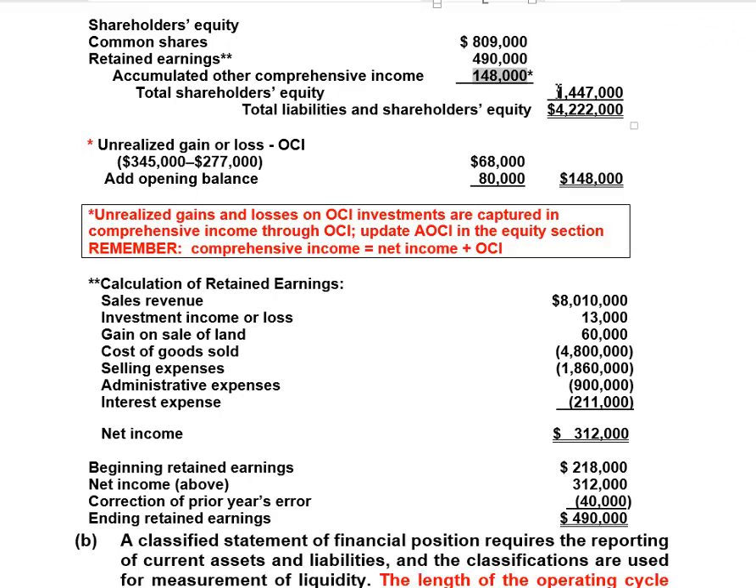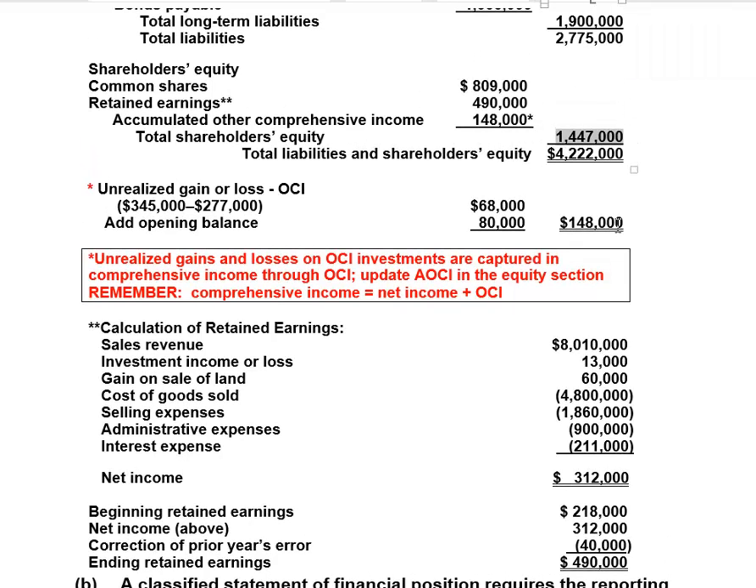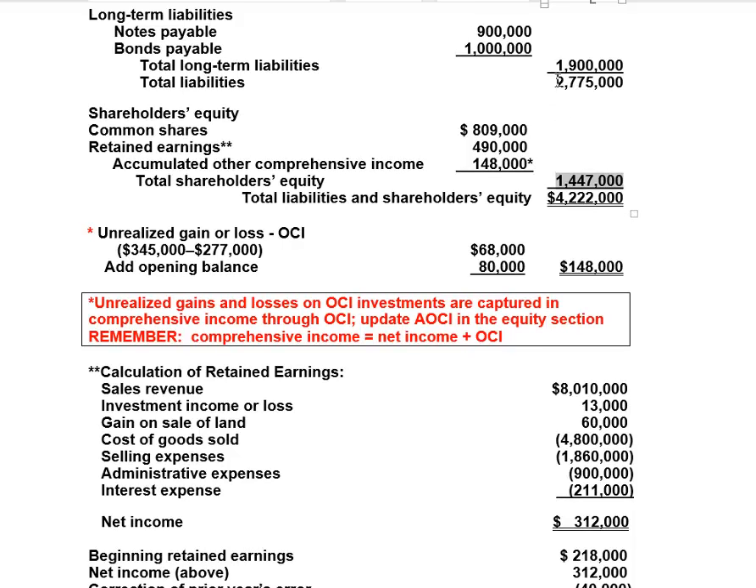So now I have total shareholders' equity, when I add these three together, $1,447,000. If I add it to my total liabilities, I wound up with liabilities and equities of $4.222 million, which equals exactly what my total assets were.